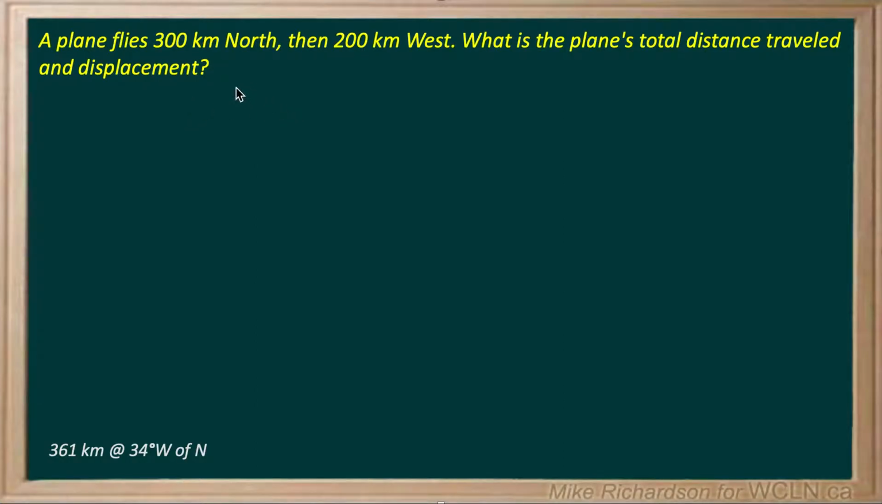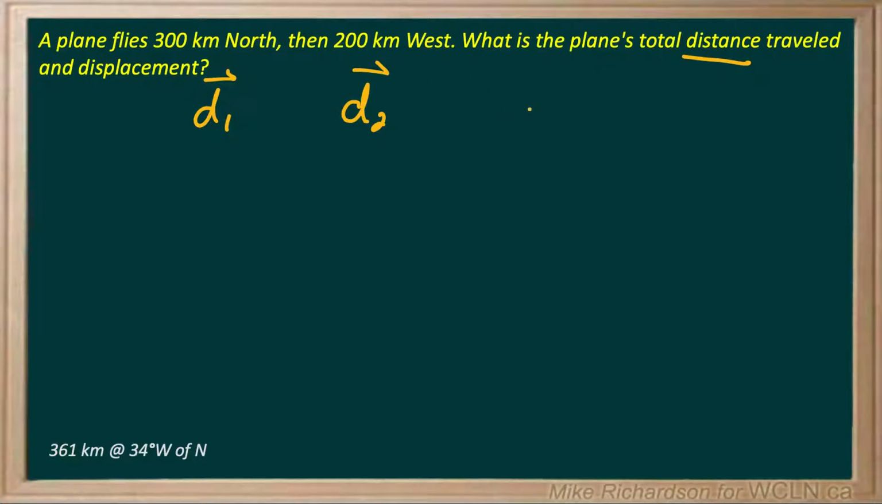In this question, we've got two displacement vectors, one that's 300 kilometers north, which I'll call D1. And because it has a direction, I'm going to put the little vector symbol above it. And we also have 200 kilometers west, which I'll call D2. And we're trying to figure out two things, both the total distance traveled, which is not a vector, and the total displacement, which is a vector.